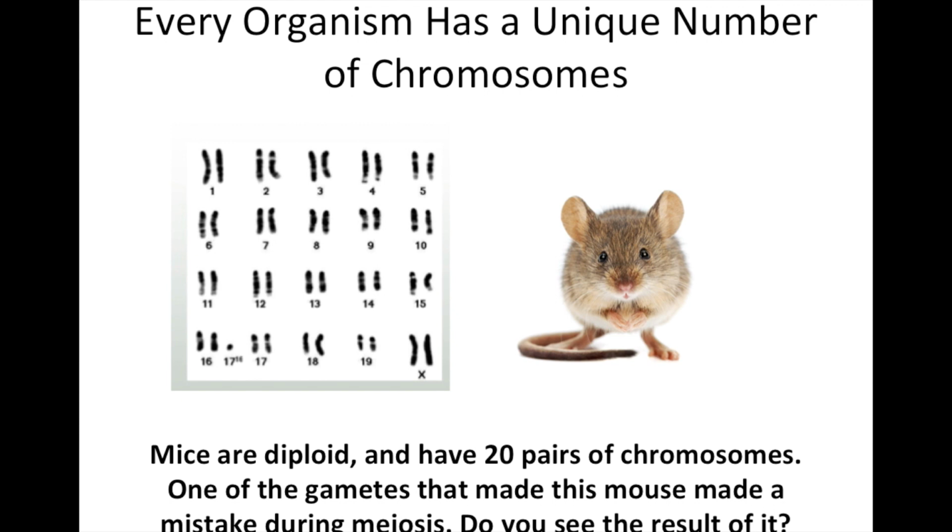So this is a karyotype, let's say for a mouse. By the way, there's a mistake here. You can see that the mouse has an extra 17th chromosome. That will happen in cell division, and we will go over that in a few weeks.